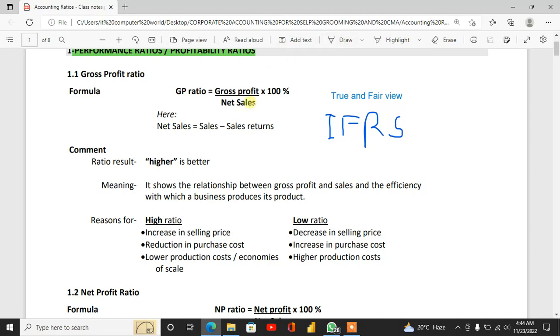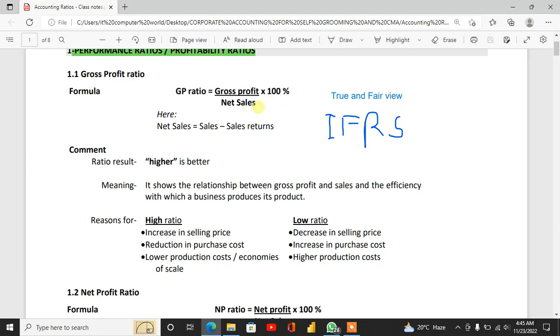Coming back to the point, the gross profit ratio is gross profit divided by net sales, multiplied by 100%. You are finding the value in percentage, so multiply by 100. The gross profit comes from sales. When you subtract the cost of goods sold from sales, you get gross profit. So we divide gross profit by net sales.